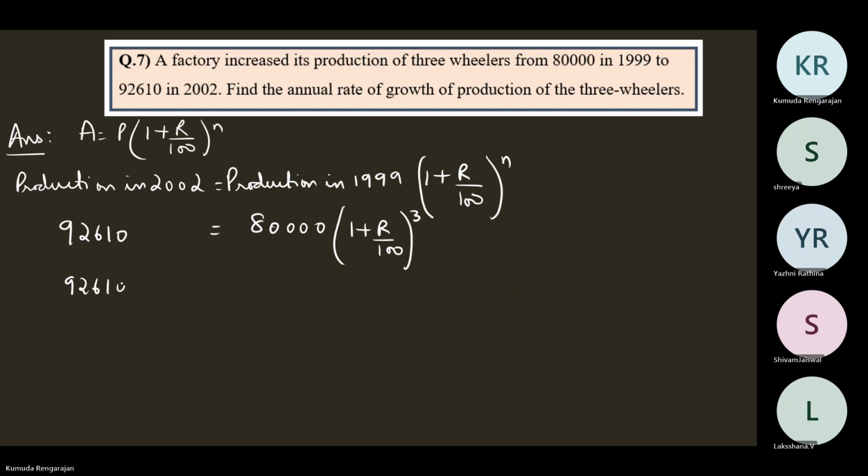Now, bring the 80,000 for division to the other side. It is equal to (1 plus R by 100) to the power 3. Simplify this. 0 and 0 get cancelled. Please simplify this and tell me. Is it possible to simplify? If yes, please simplify. If not, let me.